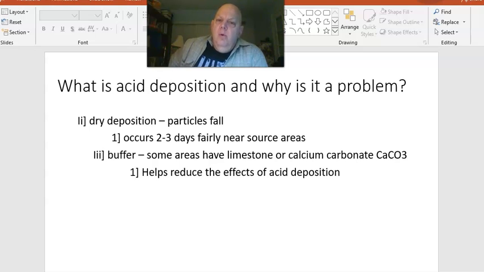Well, how come? The idea about a buffer is that it helps resist the change. Why? It absorbs the acid. It reacts with the acid and cancels it out. But a buffer also has a limit: if you keep adding the acid to it, eventually the buffer will go away. That's just the way it is.